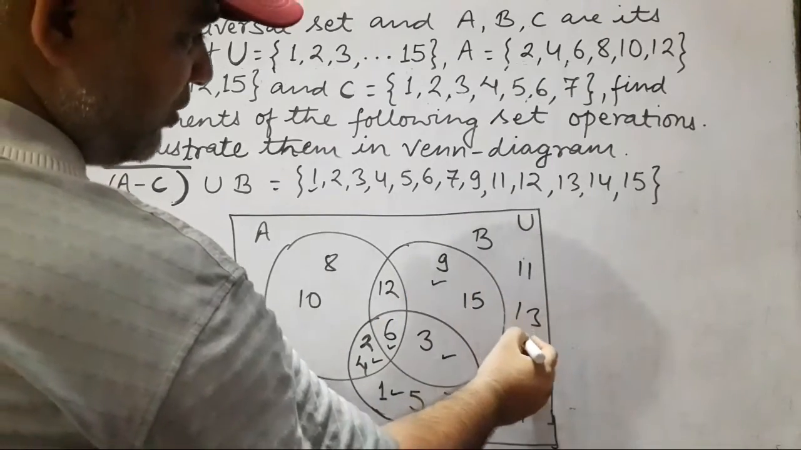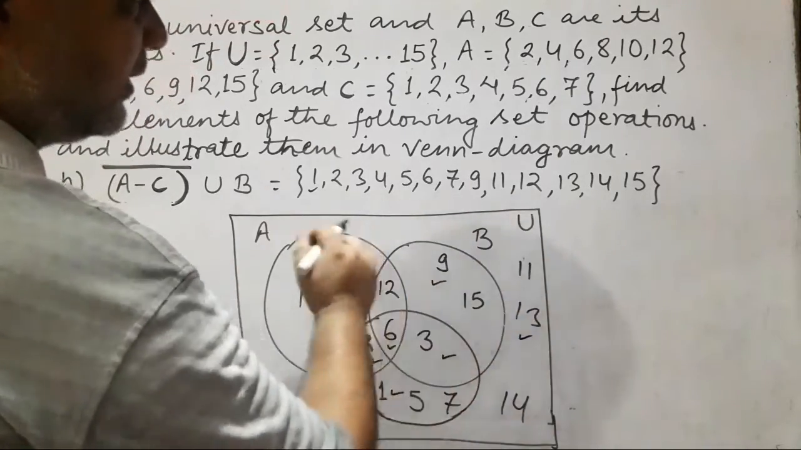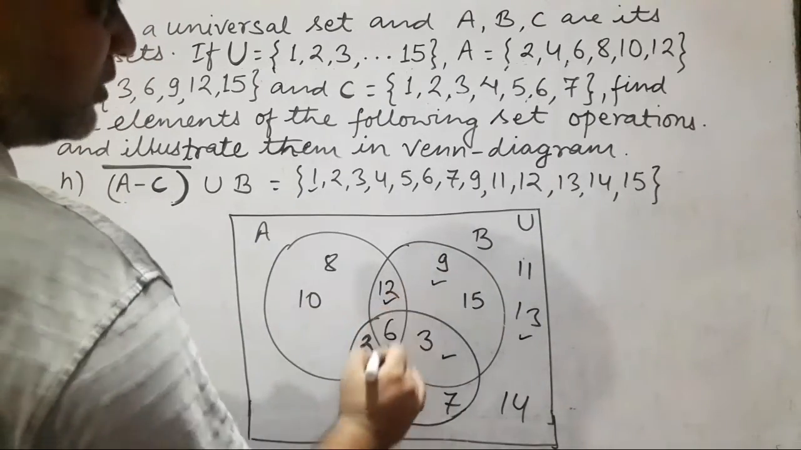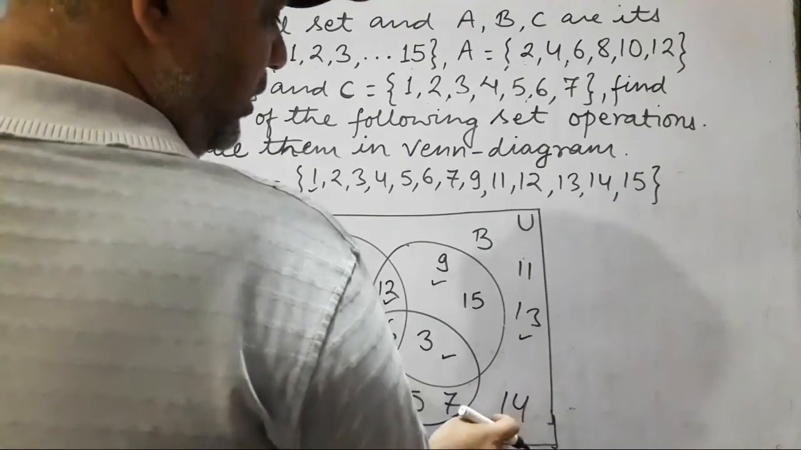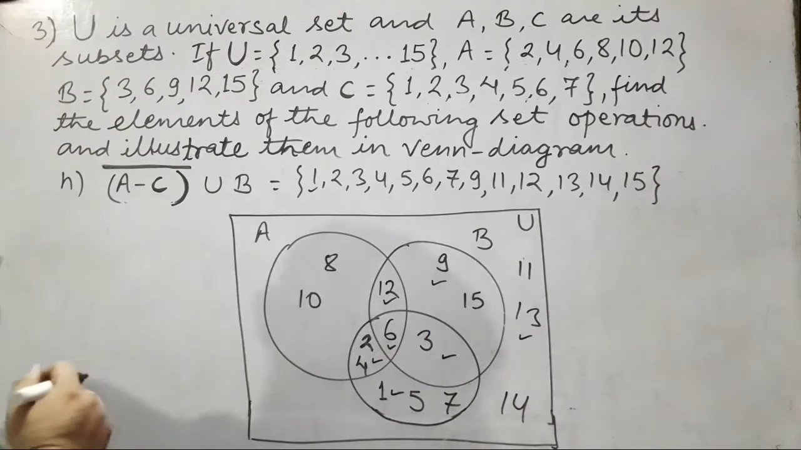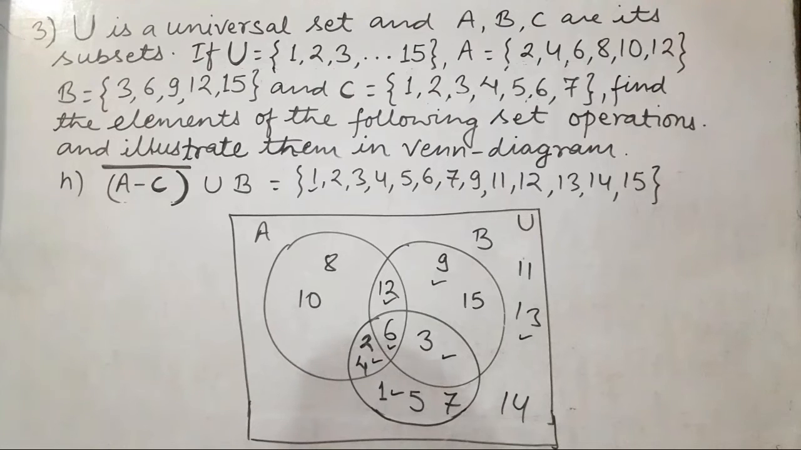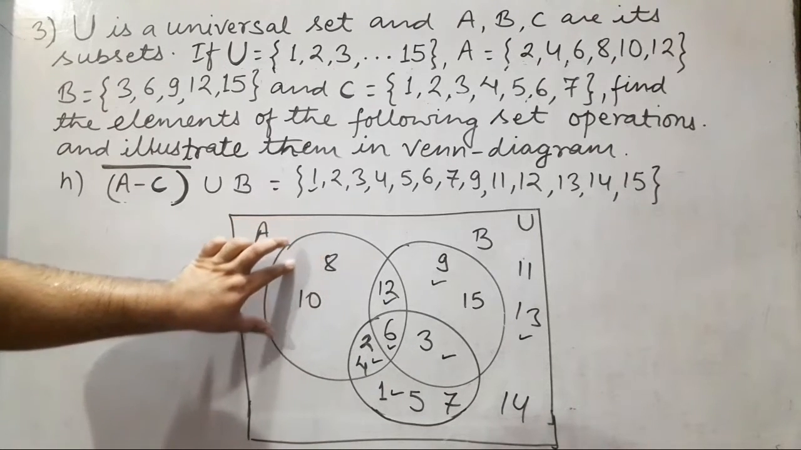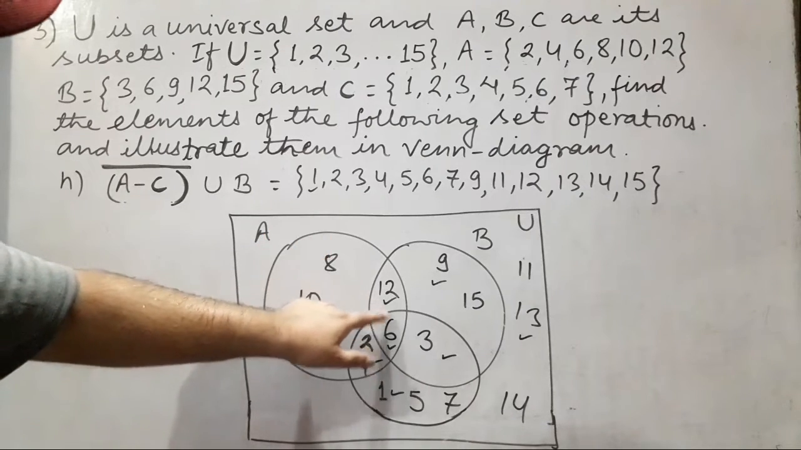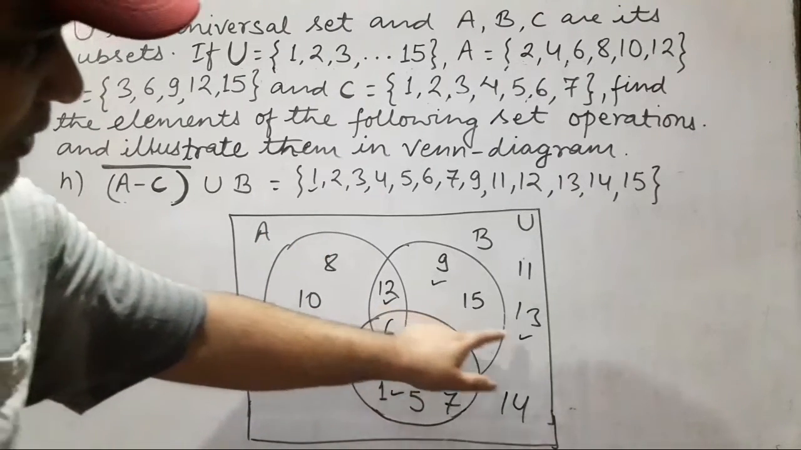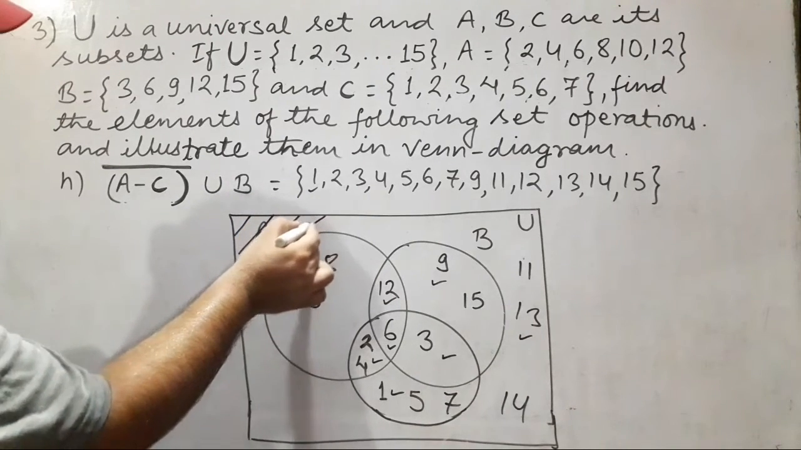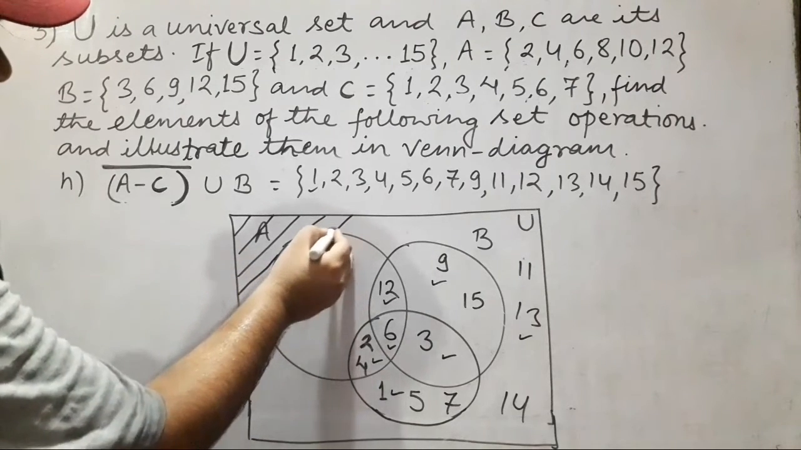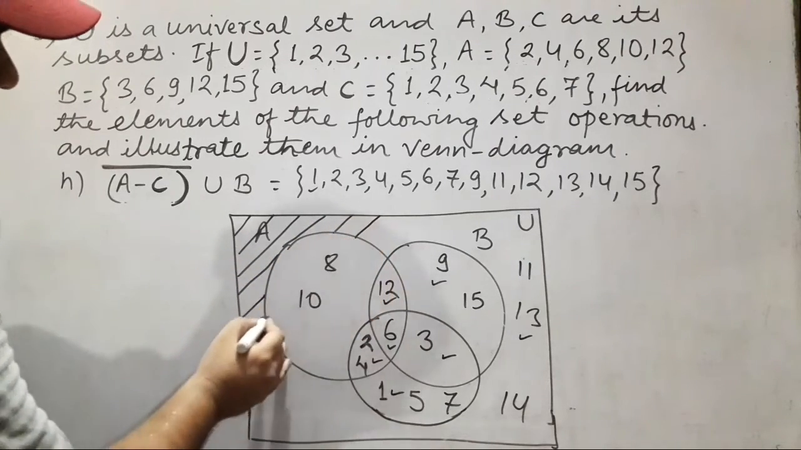11 means outside, so the whole outside part we shall say. 12, this part also. 13, already chosen, outside. 14, already taken. 15, this part already chosen. Now except the part containing the elements 8 and 10, all the parts shall be shaded. We will not cross into the region containing the elements 8 and 10.